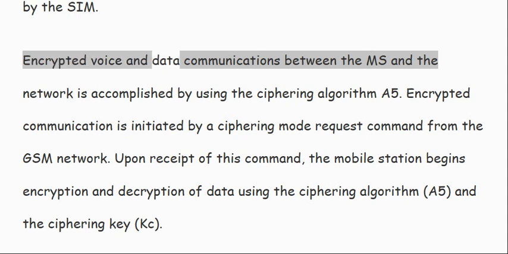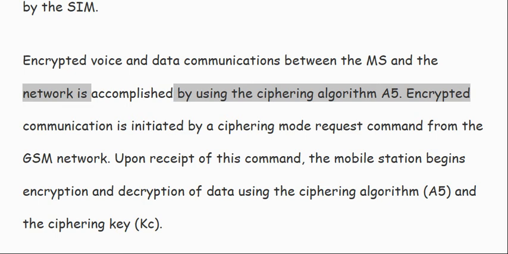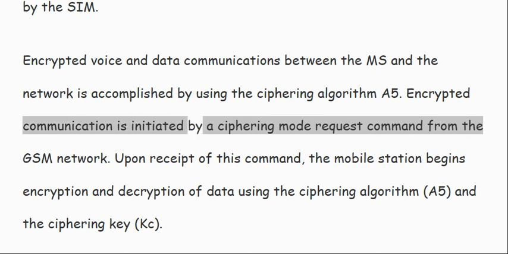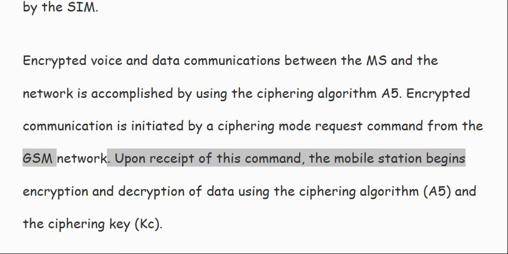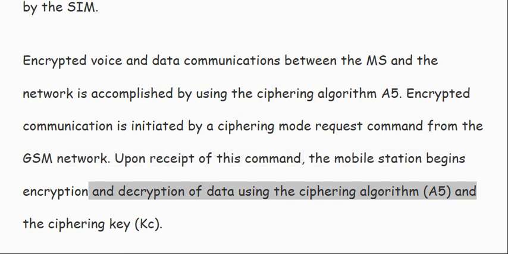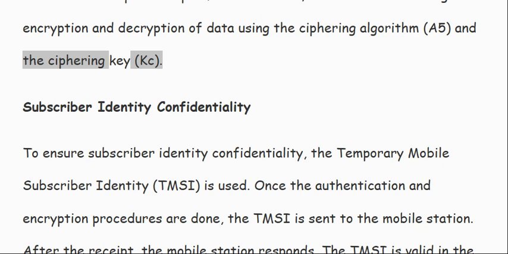Encrypted voice and data communications between the MS and the network is accomplished by using the ciphering algorithm A5. Encrypted communication is initiated by a ciphering mode request command from the GSM network. Upon receipt of this command, the mobile station begins encryption and decryption of data using the ciphering algorithm, A5, and the ciphering key, KC.